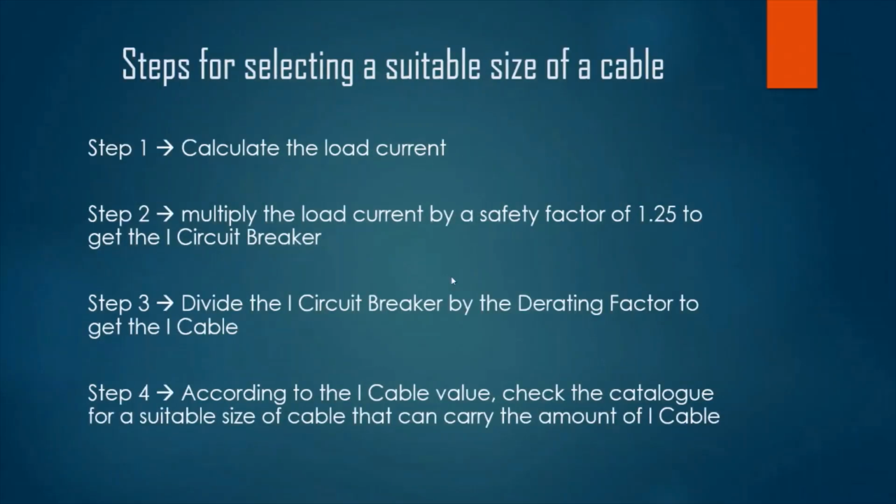Now let's conclude these steps for selecting a size of a cable. The first step is calculating the load current. The second step is to multiply the load current by a safety factor of 1.25 to obtain the I circuit breaker, or the rating of the circuit breaker. The third step is to divide the I circuit breaker by the derating factor to get the I cable. And finally, the last step is to select the suitable cable using the obtained I cable value.